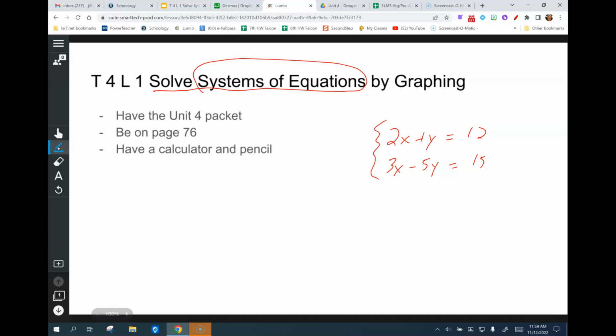With systems of equations, there are three ways to solve. We're going to start by solving by graphing, and then we'll learn what's called substitution and elimination.